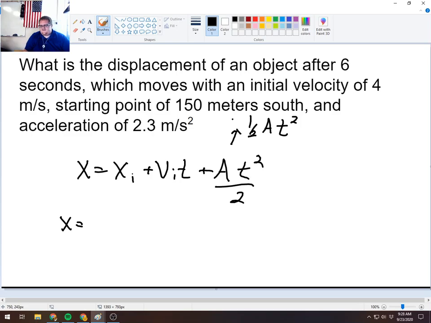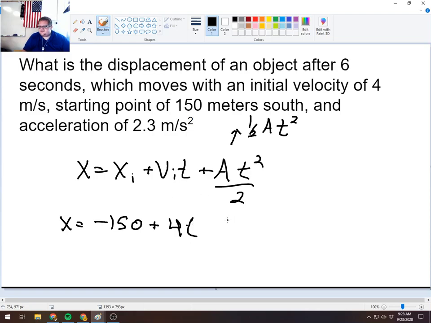All you need to do is identify the pieces that go into this, and if you know units, it's really easy, right? With initial displacement, it's meters. So initial displacement, because it's south, is negative 150, plus initial velocity, I'm looking for meters per second, is positive 4 meters per second.